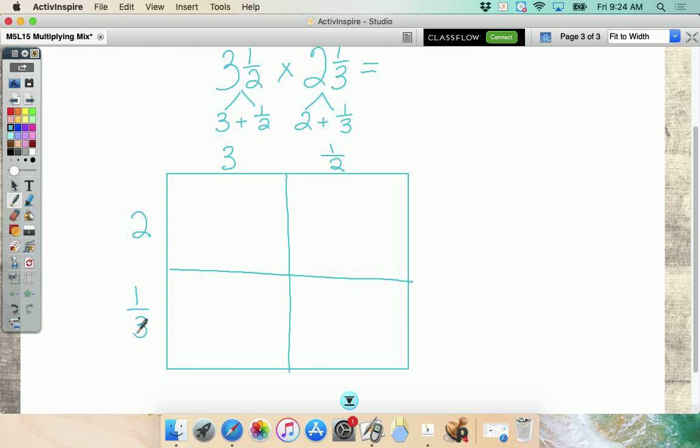Plus 1/3. Okay? So now help me multiply, Lila. What would you multiply first? 2 times 3 equals 6. What would you multiply next, Cody?